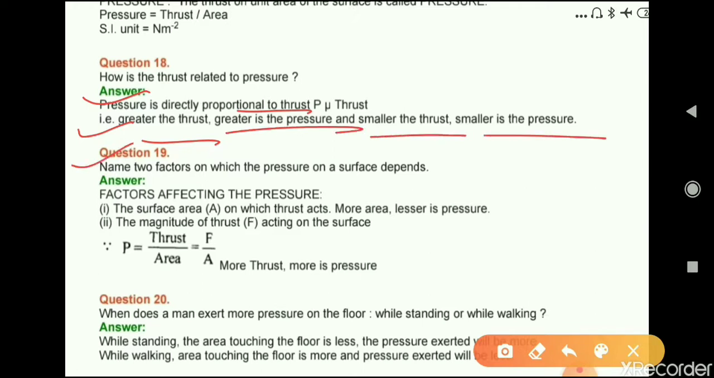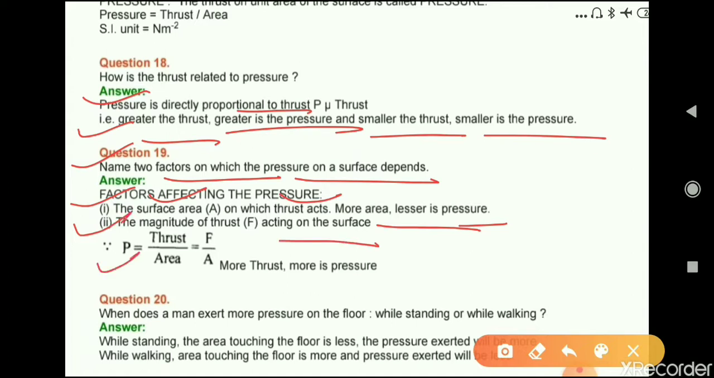Question number 19. Name two factors on which the pressure on a surface depends. Answer. Factors affecting the pressure. First, the surface area on which thrust acts. More area, lesser is the pressure. And second is the magnitude of the thrust acting on the surface, because P is equal to thrust upon area, that is F upon A. More the thrust, more is the pressure, as pressure is directly proportional to thrust.